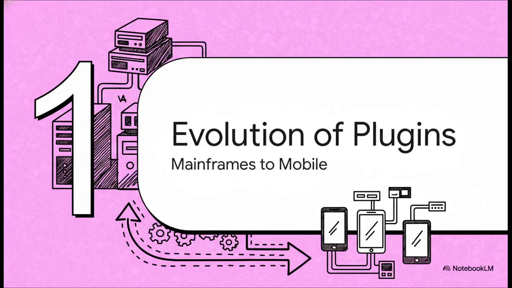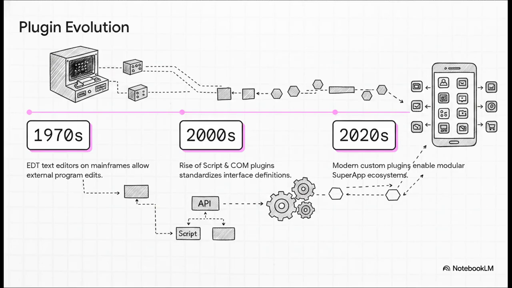Section 1. The evolution of plugins, from mainframes right up to mobile. Now, the core idea behind a plugin, extending a system's capabilities without actually breaking the core system itself, is surprisingly old. It actually dates all the way back to the mid-1970s. Back then, if you were using EDT text editors on those massive UNIVAC 9060 mainframes running the Unisys VS9 OS, they had this feature that allowed external programs to tap directly into the editor's memory buffer. It was totally groundbreaking because the editor and the plugin were sharing the exact same workspace.